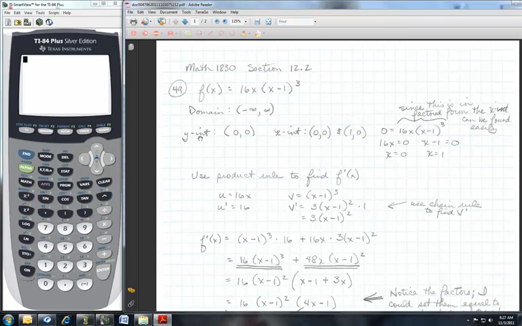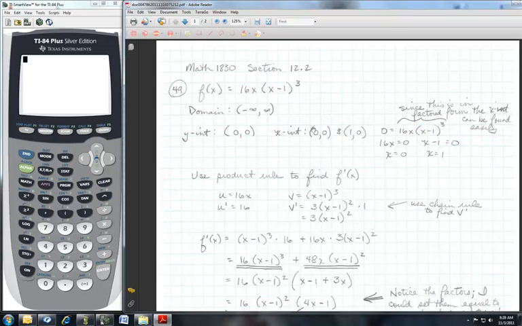Y-intercept is a very, very quick value to get. Remember, by definition, the y-intercept is when x is equal to 0. If you put 0 in here and here, you're going to end up with 16 times 0 times negative 1 to the third, but that doesn't matter because I'm multiplying by 0. So my y value is going to be 0. So I know right now my original function is going to go through the origin.